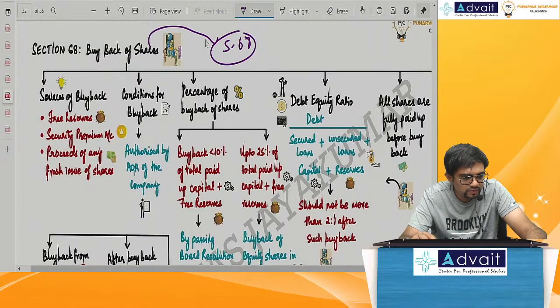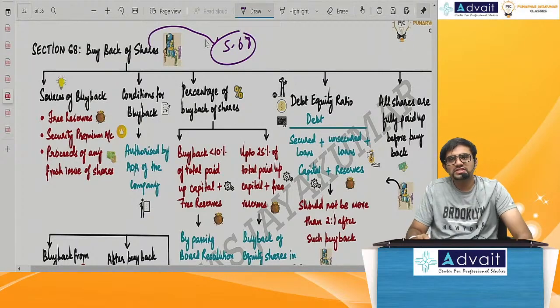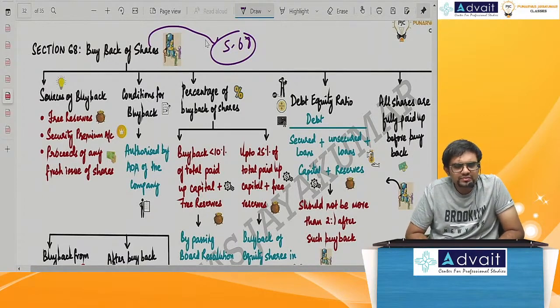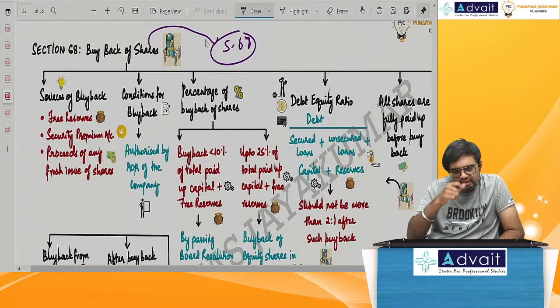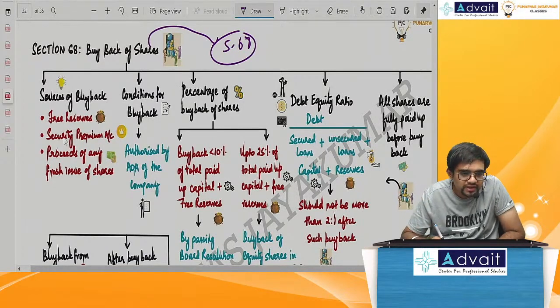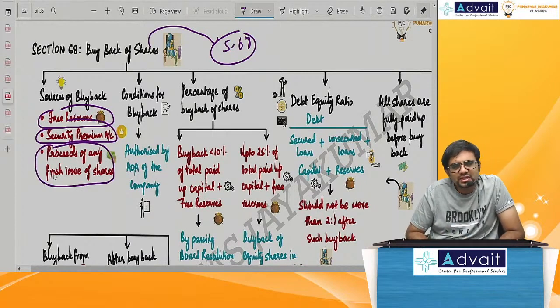What do you mean by these buyback provisions? So basically, if the company feels that there are excess funds in the company, and they wish to withdraw some funds, they will go through the option of buyback, section 68. What are the sources of buyback? One is, of course, the free reserves. Second, the securities premium account. Third, proceeds of any fresh issue of shares, similar to the other part of redemption, and your securities premium account can be used for this as well.